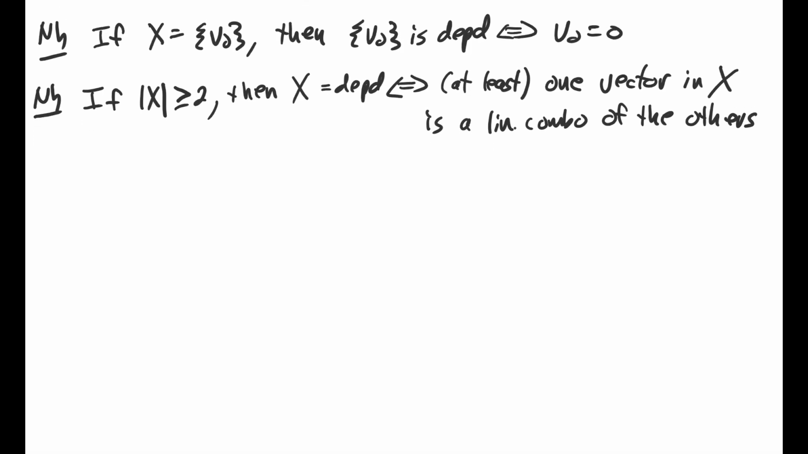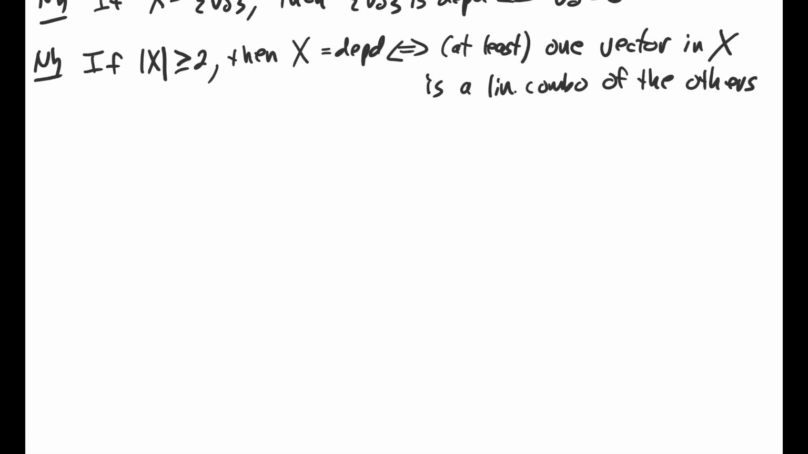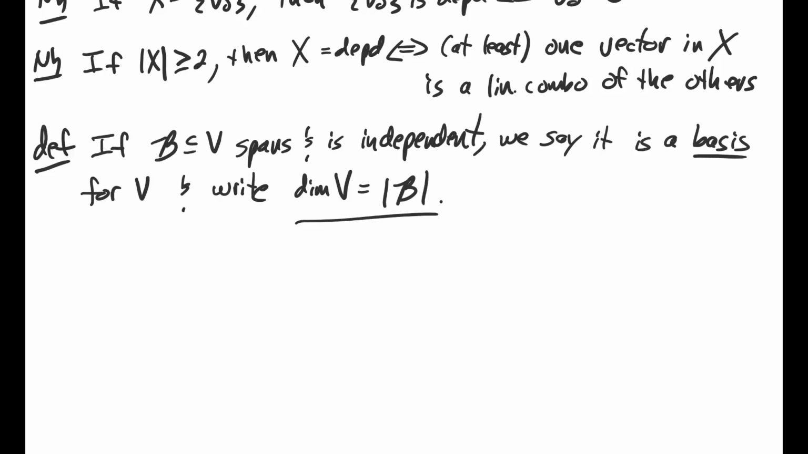Okay, so last part of the definition. Once we have linear combinations and independence, if you'll remember from linear algebra, we're of course led to a basis. Whenever you have a set B, if it both spans and is independent, we're going to call it a basis. And we'll say that the dimension of V is the cardinality of that basis.